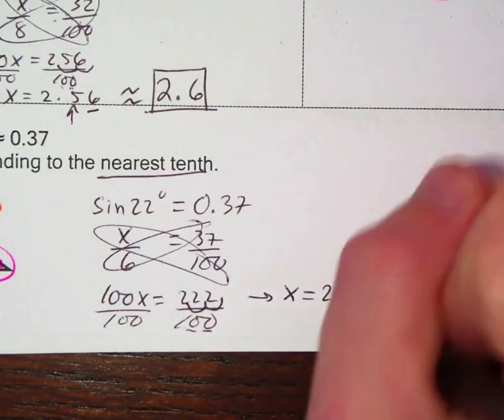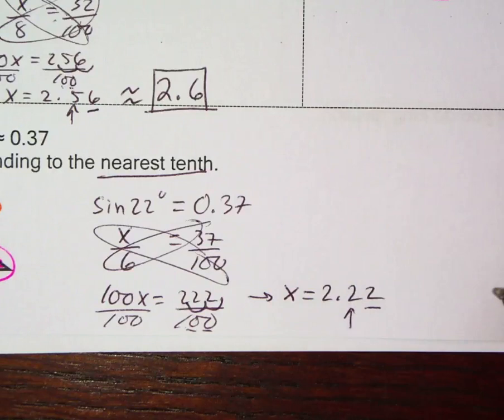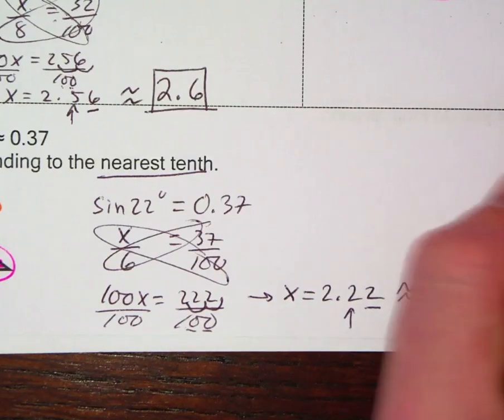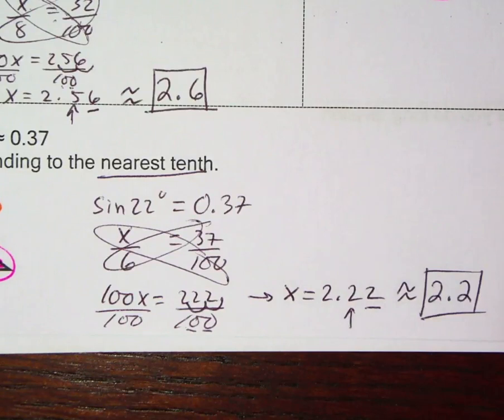However, I want to round to the nearest tenth, so here's the tenth spot, I look to the right, I'm going to round down, so this is approximately equal to 2 and 2 tenths. Good luck.